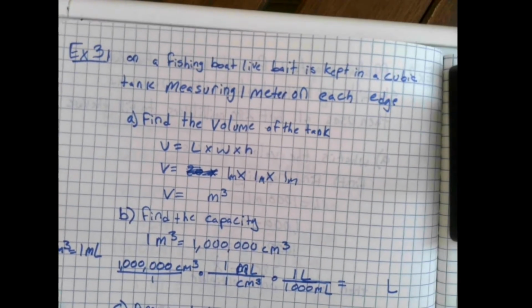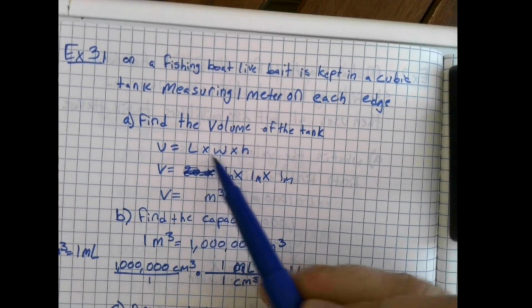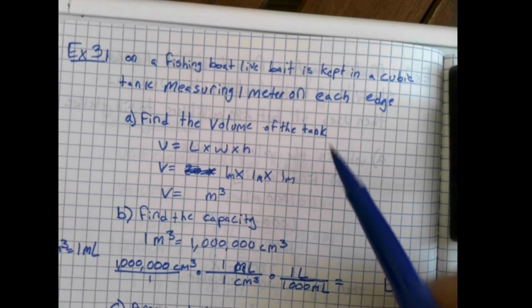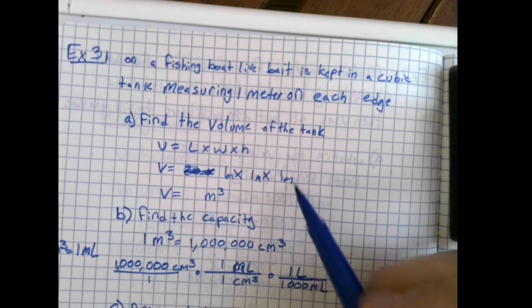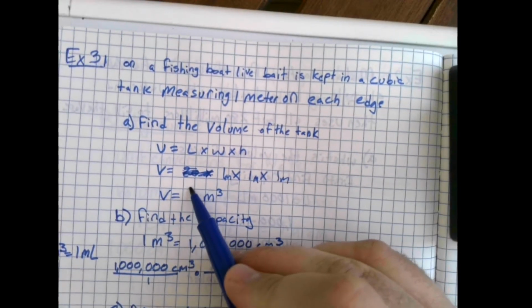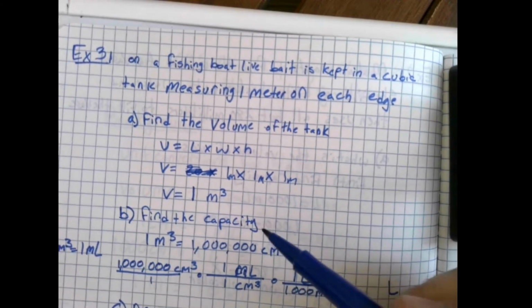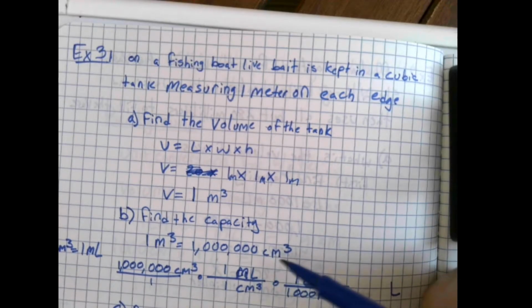Example 3 says, on a fishing boat, live bait is kept in a cubic tank measuring 1 meter on each edge. A says find the volume of the tank. The volume is found by length times width times height. If it's a cubic meter, it's going to be 1 meter times 1 meter times 1 meter. 1 times 1 times 1 is 1 meter to the power of 3. We then have to find the capacity. Well, 1 cubic meter is 1 million cubic centimeters.